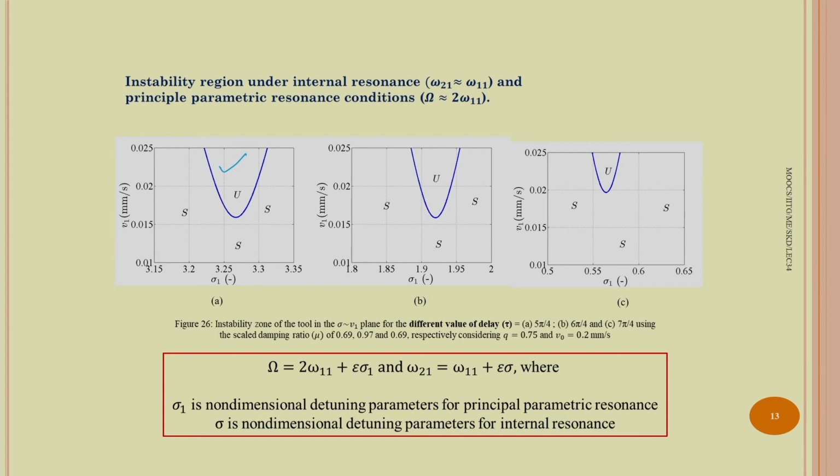Here we have taken the instability region under the internal resonance condition. You can see we have taken omega 21 equal to omega 11, so that is why this is 1:1.